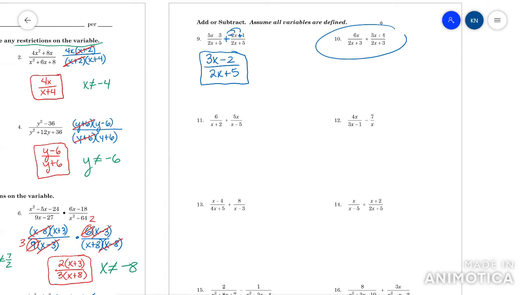Okay, this next one. They have a common denominator. So just go add numerators. I don't do that distribution thing because it's already a plus in the middle. So negative 6x plus 3x is negative 3x. And then you have that plus 4. And it's over that 2x plus 3.